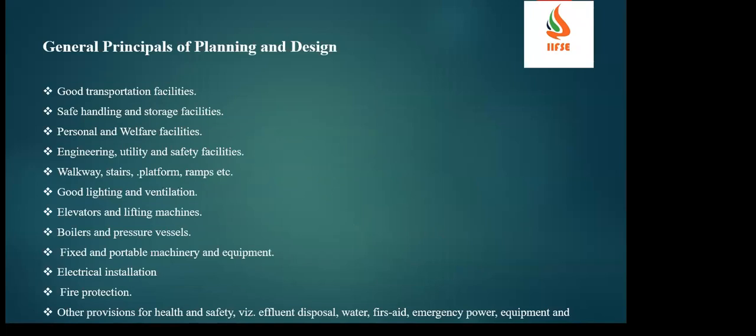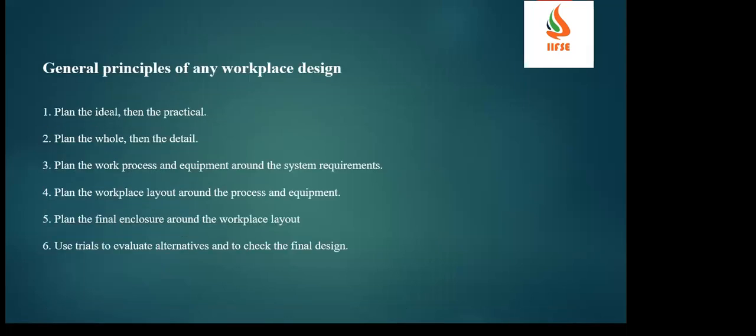This is an agenda we have seen in last class. We have gone through the general principles of planning and design. What are the principles we have to follow for the designing of the plant premises? And we have seen a couple of principles like what facilities are required for a plant, like transportation, safe handling facilities, the welfare facilities, and engineering utility facilities, elevators and lifts wherever required, the material to be handled, then fixed and portable machineries and equipment which are required, and also electrical installations. And as well, we have discussed the fire protection systems which are required as per the manufacturing process. And we have seen about the workplace design also. The workplace design we have discussed is to plan for ideal and practical. So whichever is practically required or practically possible for the shop floor should be planned.